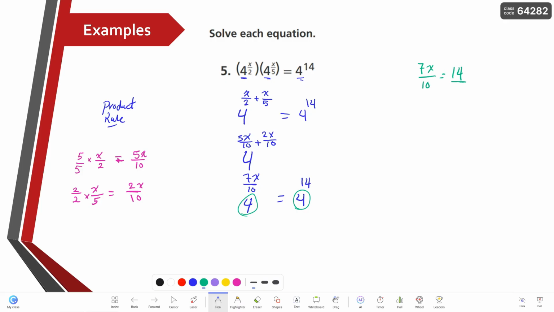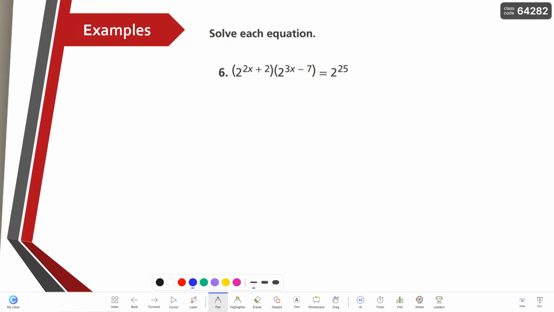You can put a 1 below the 14 to make it look like a fraction, and then you can use the property of cross multiplication. If we use cross multiplication, this would be 7x times 1, which is 7x, and 10 times 14 is 140. Finally, we need to divide by 7, so x is equal to 20, and you are done.